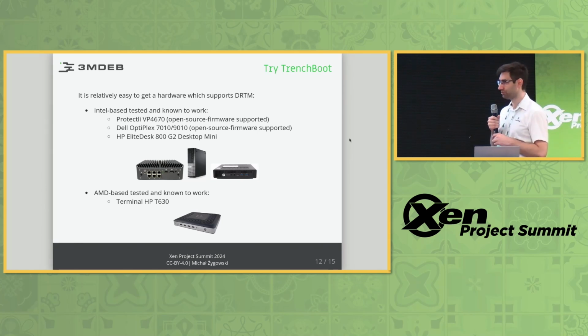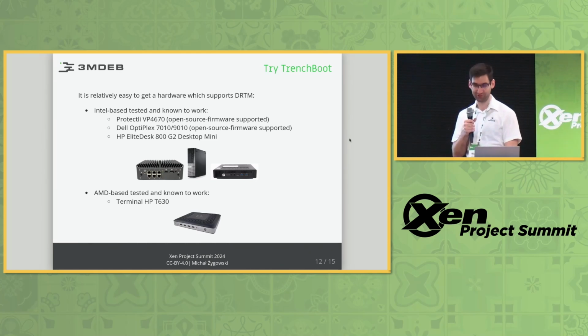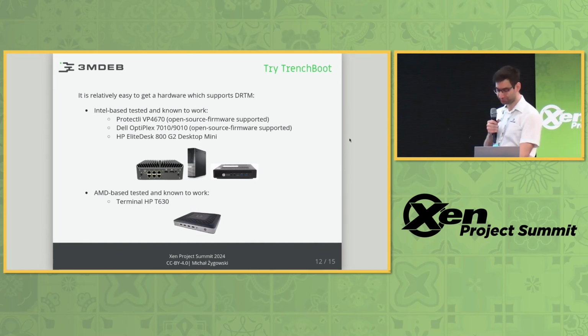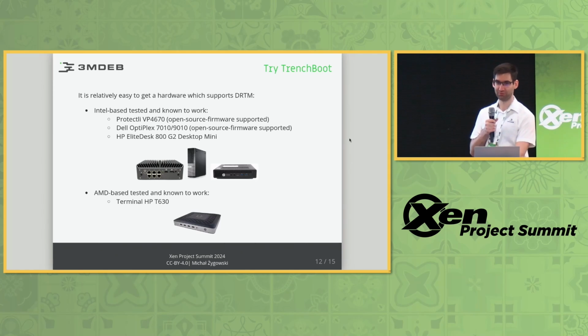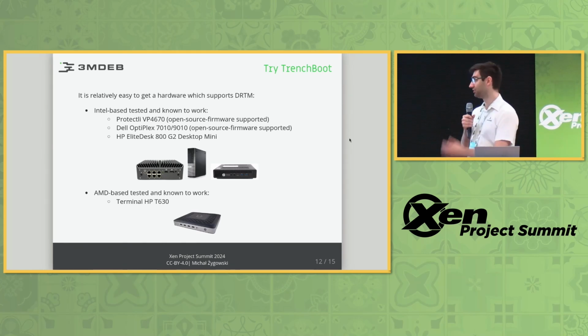For AMD, it is crucial to have a discrete TPM, because the integrated TPM in the CPU is not suitable for DRTM due to various reasons, such as a lack of TPM localities. So keep that in mind when you want to select a platform. When it comes to Intel platforms, typically any vPro platform is supposed to support DRTM, so it may be wise to look at vPro platforms first. But there are also SKUs which support just Intel TXT. So DRTM is supported, like on the Protectli VP4670.